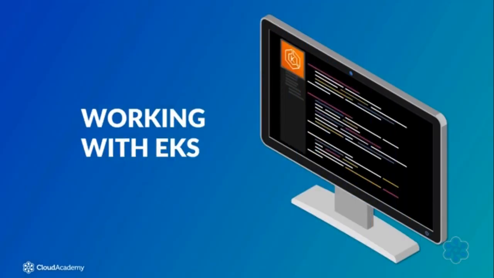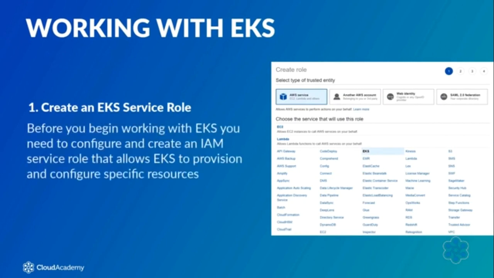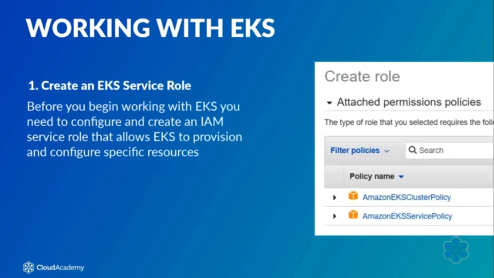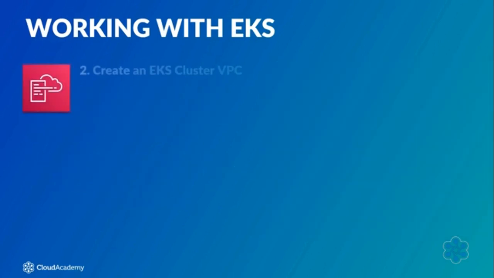Let me provide a brief overview of what's required to start using the EKS service. Firstly, you need to create an EKS service role. Before you begin working with EKS, you need to configure and create an IAM service role that allows EKS to provision and configure specific resources. This role needs only to be created once and can be used for all other EKS clusters created going forward. The role needs to have the following permissions policies attached: the Amazon EKS service policy and the Amazon EKS cluster policy.